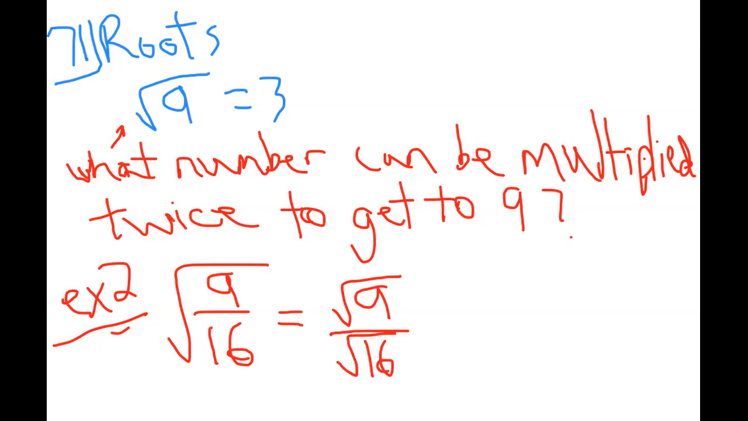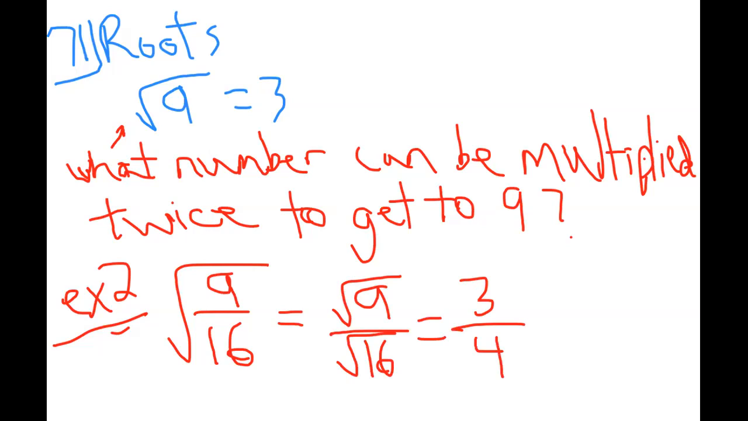Okay, so now we can use what we just learned, right? So if we use that, then we could say, oh, we already know that this is 3. And this bottom one, can you guys think of a number that you can multiply twice to get to 16? All right, so it's 4. So it's just 3 over 4.